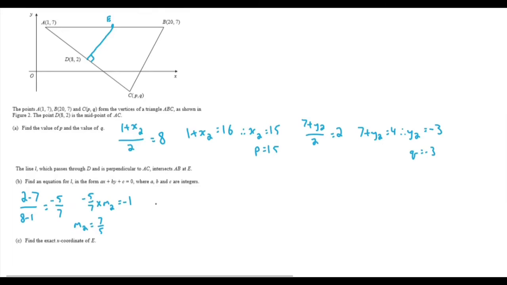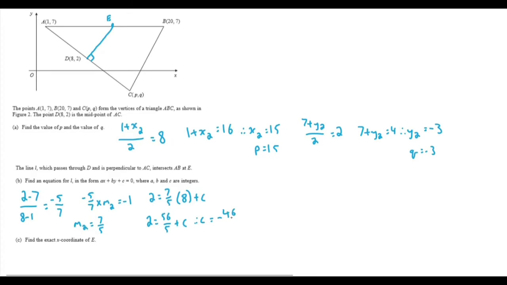Plugging this into y equals mx plus c, you know your y equals 2, so 2 equals 7 over 5, and your x is 8, plus c. If you were to times these together, you would end up with 2 equals 56 over 5 plus c. Therefore, c is going to be 2 minus the 56 over 5, with minus 46 over 5 being your c. So, y equals 7 over 5 x minus 46 over 5.